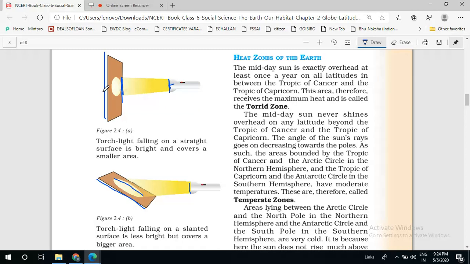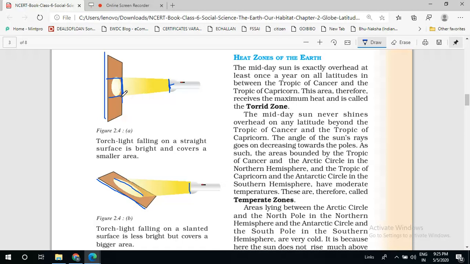This is the torrid zone. This is the area which lies between Tropic of Cancer. This is Tropic of Cancer. We are assuming this only in order to understand the matter. This is the area which is called the Torrid Zone. The upper line is Tropic of Cancer and the lower line is Tropic of Capricorn.